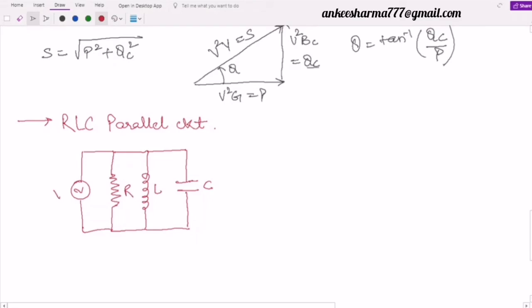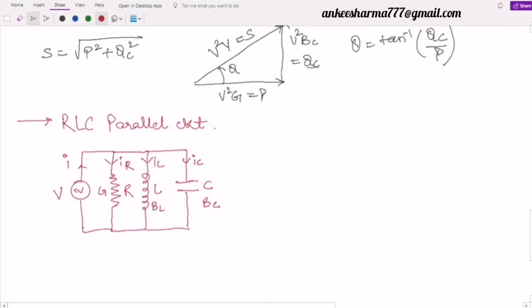Now let us take again this voltage source V, and the total current is I. This I will be divided across three branches named here as IR, IL and IC. Right? The admittance of this will be denoted as G. The admittance of this, in place of Y, I will write here BL, and for this it will be BC. So how will we solve it?